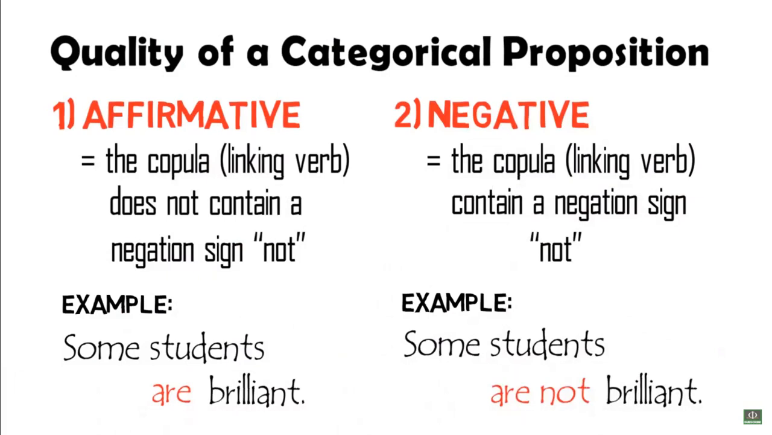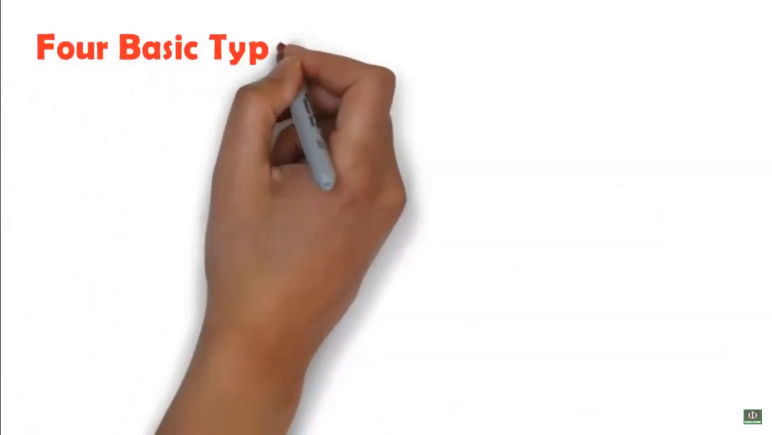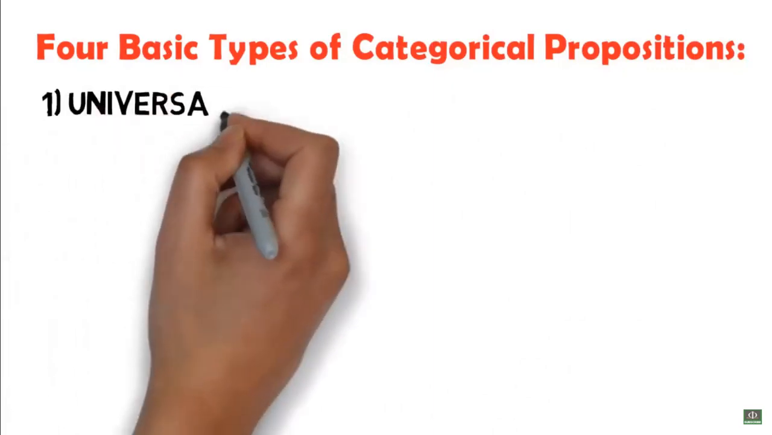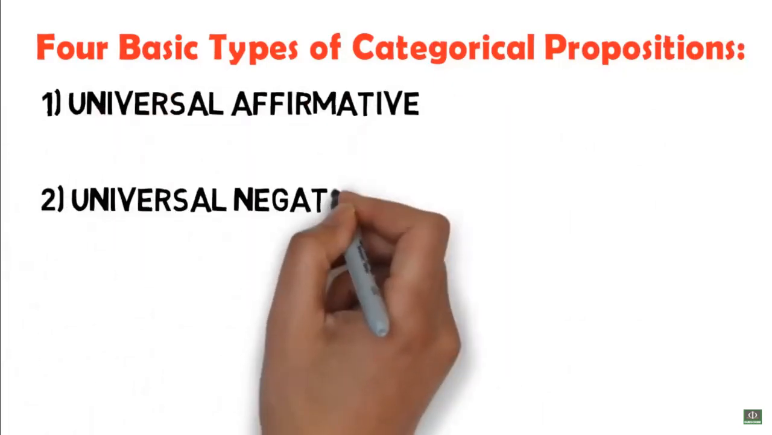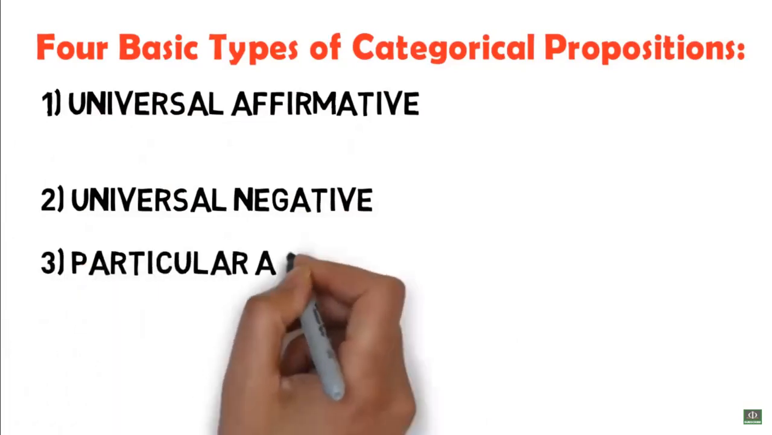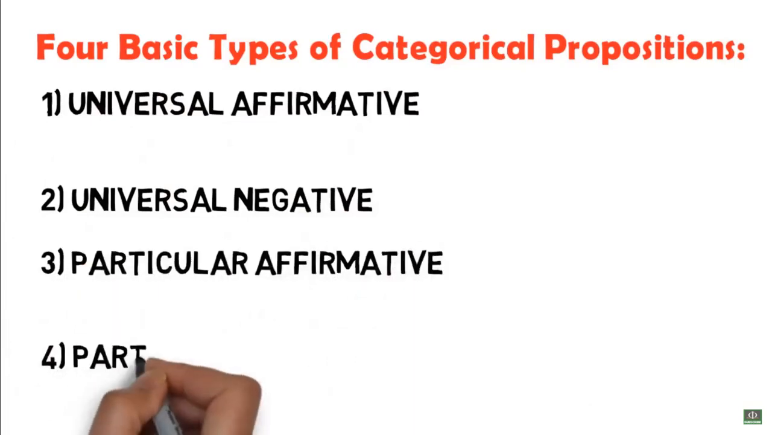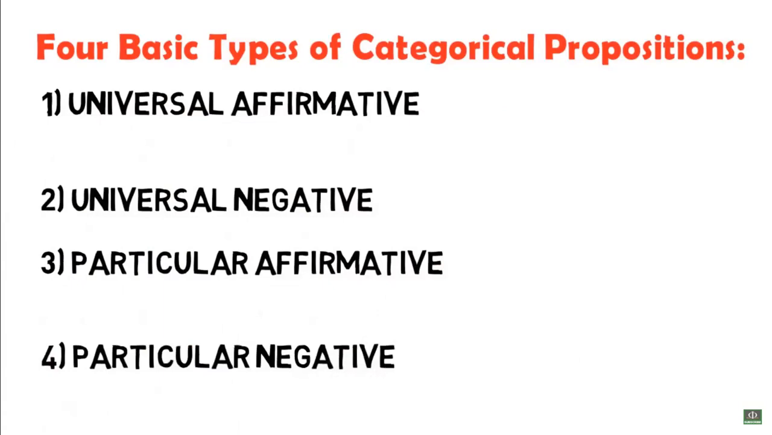Now, if we combine the quantity and quality of propositions, the result is the four types of categorical propositions, namely, universal affirmative, universal negative, particular affirmative, and particular negative. Logicians use the letter A to represent a universal affirmative proposition, E for universal negative, I for particular affirmative, and O for particular negative.